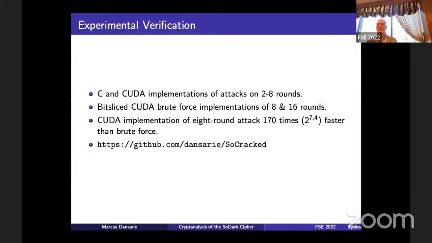Are there more ciphers like this? The question is, are there more ciphers like this? And yeah, probably. We just need to figure out how to find them.